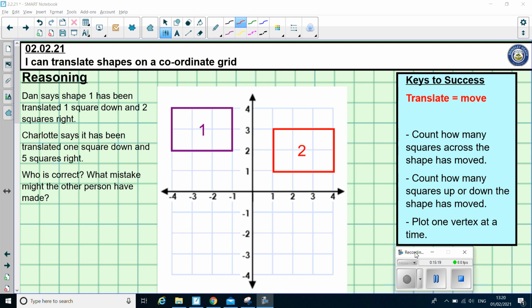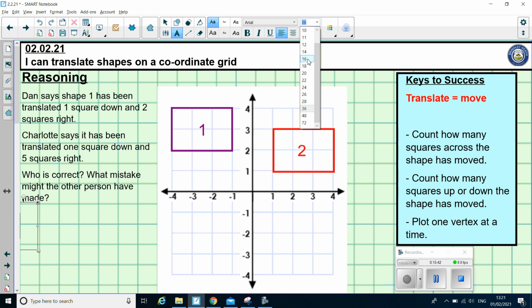Okay, pause the video and have a go at writing your answer to that. Okay, hopefully you've had a go at writing your own answer. I think you probably spotted quite easily that Charlotte was correct and not Dan. But the tricky part here is, why is Charlotte correct?